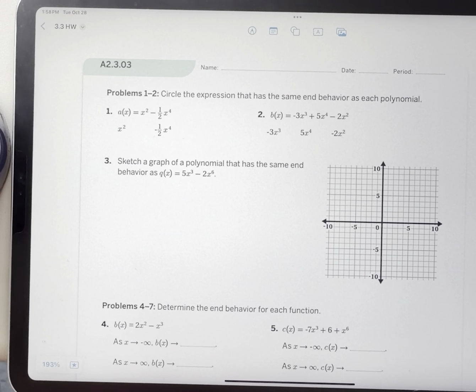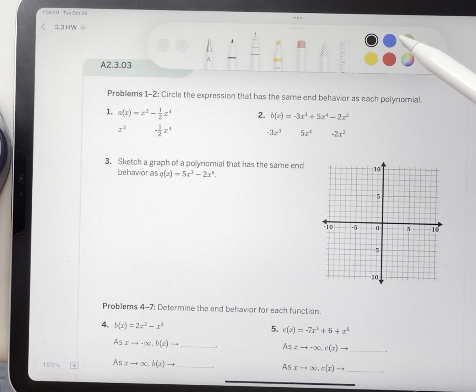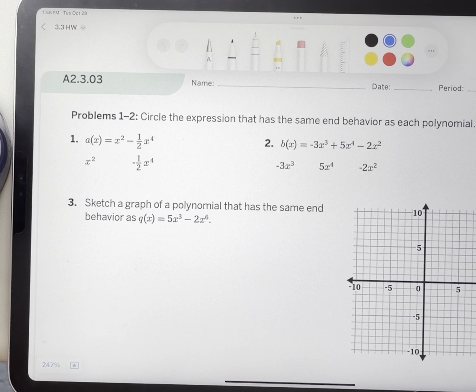Okay, so let's do it. 3.3's homework. I'll start with number 1. I'll explain as I do it, and you guys ask me your questions. So it's a circle the expression that has the same end behavior as each polynomial.